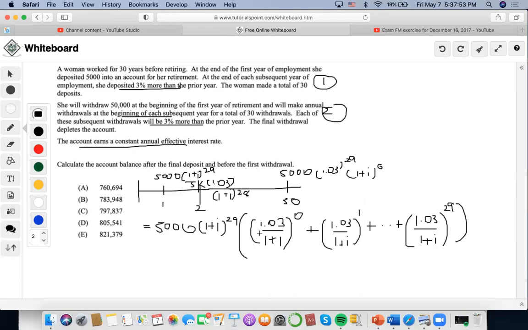Now, the thing here is that we want to simplify this as much as possible. So what we're going to do is use the partial sum of a geometric series.